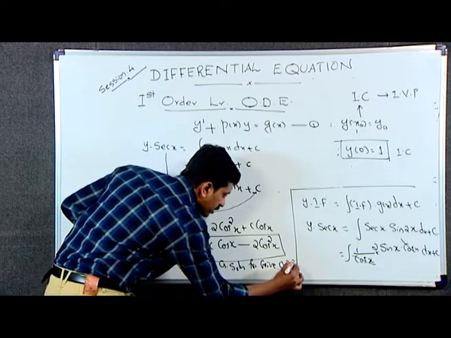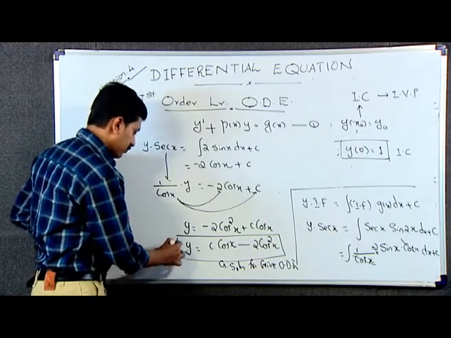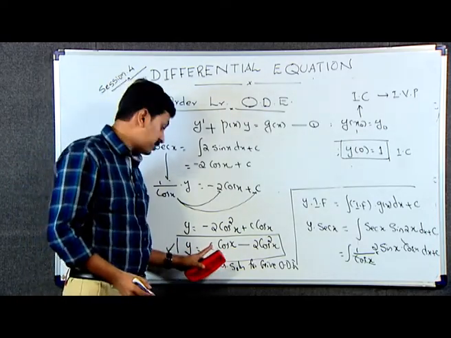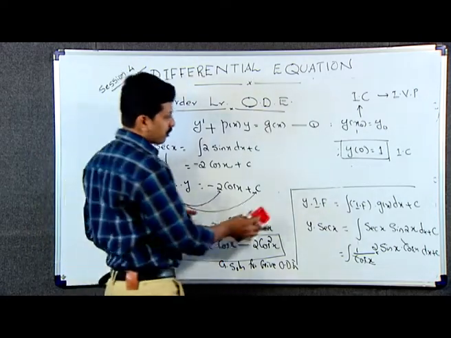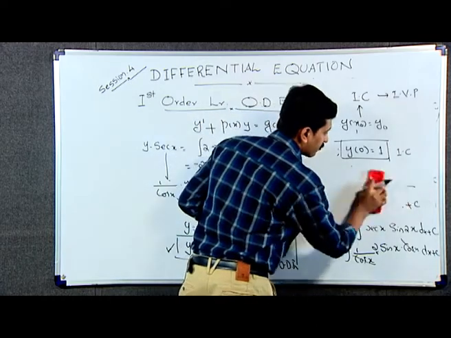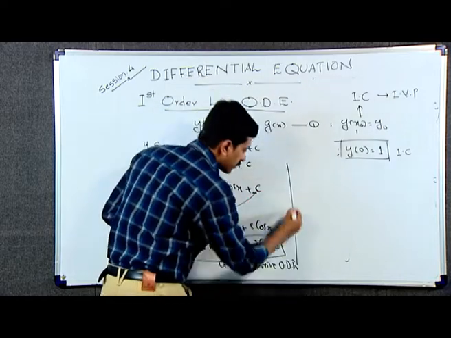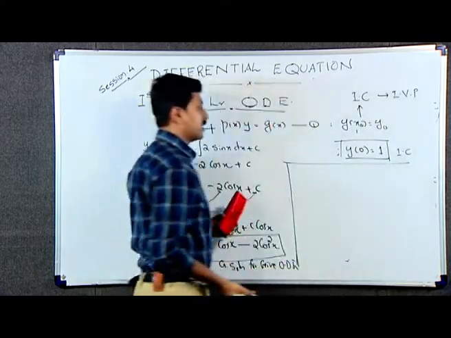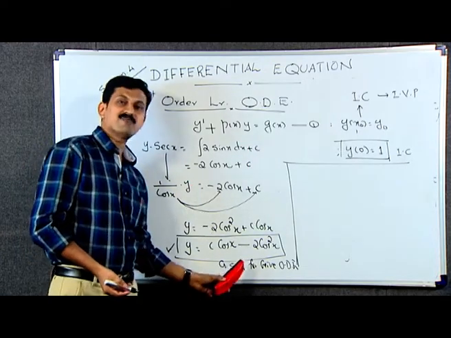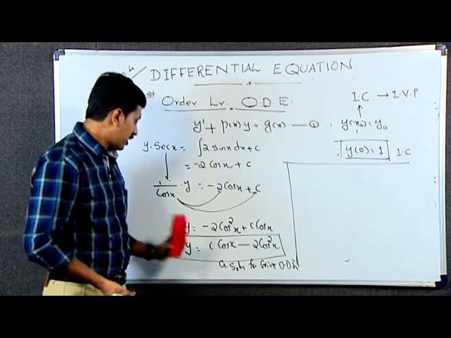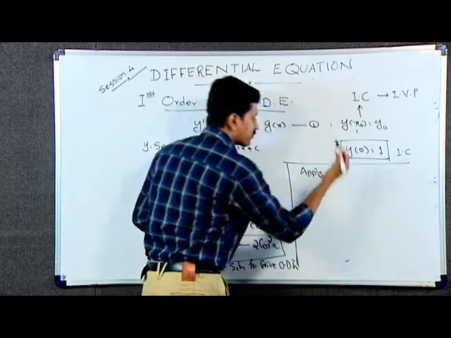This ordinary differential equation is linear, and this is the general solution because it contains the arbitrary constant c. Now, our problem is an initial value problem. There is one initial condition, and we have to apply that initial condition. Because it is an initial value problem, we will have a particular solution. So, apply the initial condition.